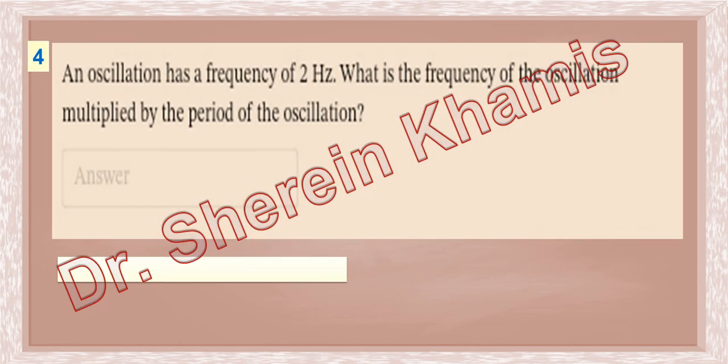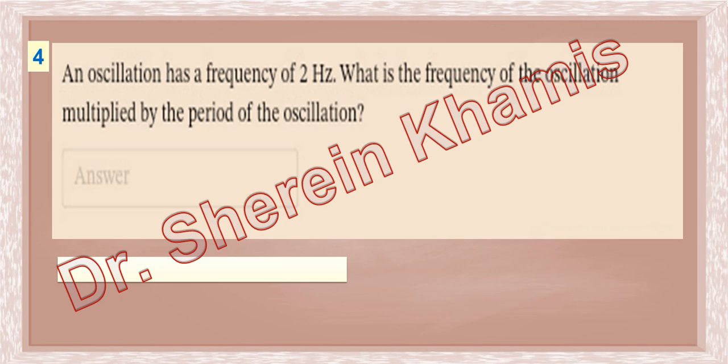Question 4 says that an oscillation has a frequency of 2 hertz. What is the frequency of oscillation multiplied by the period of the oscillation? If we have the frequency and the periodic time, or period of oscillation, then if the frequency is 2 hertz, the periodic time will be 1 over 2.